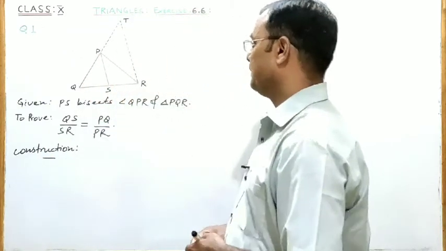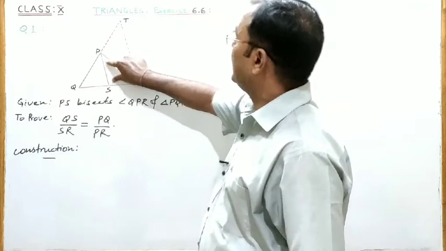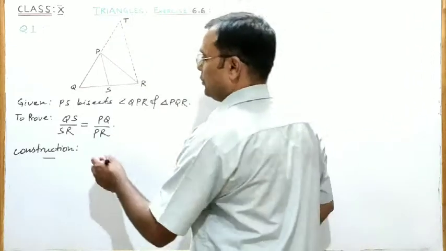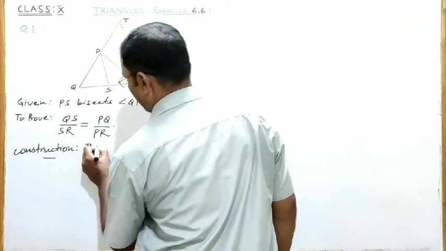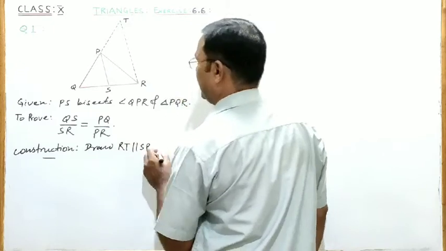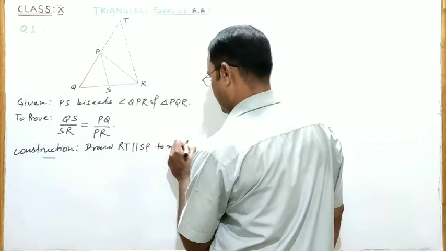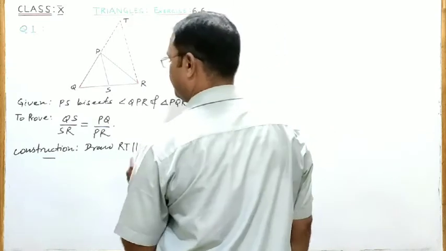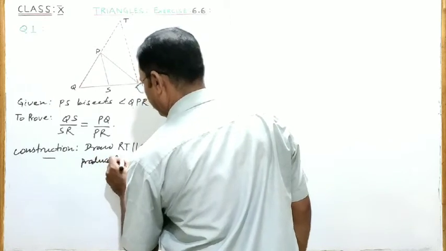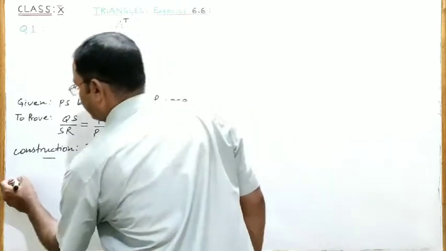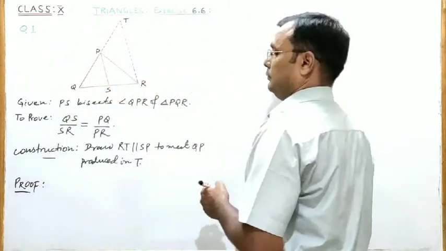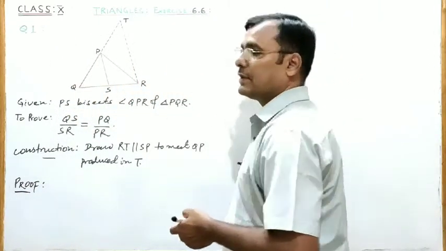we have constructed RT parallel to SP, which meets QP produced at a point T. So construction: draw RT parallel to SP to meet QP produced in T. Now we shall start the proof.